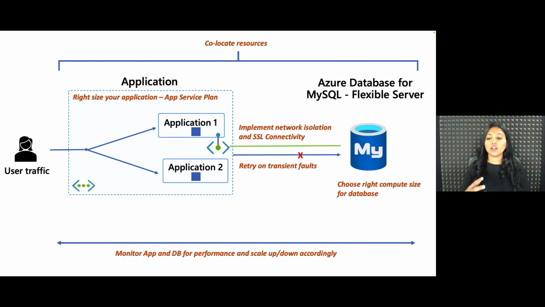Next is retry on transient faults. In the cloud world, there's always going to be a few network issues or glitches, right? And you don't want your entire application to fail just because of that one small glitch. That's why your retry logic has to be strong, so that if the connection fails once, you try after a couple of seconds and make sure that your application is still continuing to connect to the database.